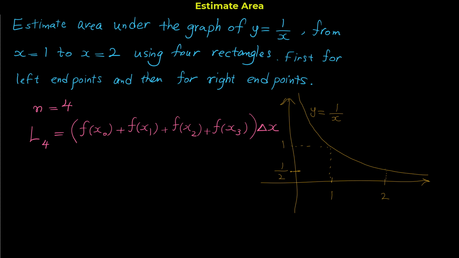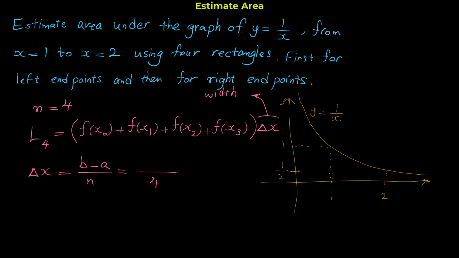Okay, but what is x0? What is x1? What is x2 and x3 in this formula? And what is delta x? In the Riemann sum formula, delta x is always the width of the rectangles that we want to use for estimating the area under the graph. And delta x can always be calculated from this formula, so you also have to memorize it. Delta x is b minus a over n. n is the number of rectangles, which in this question is 4.